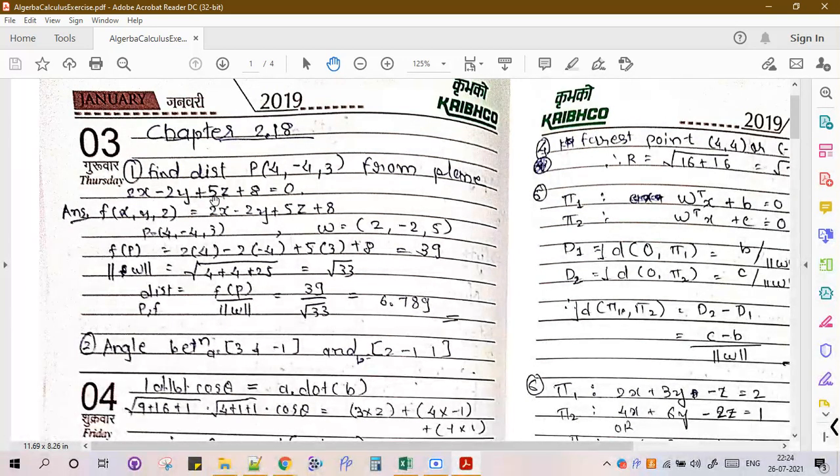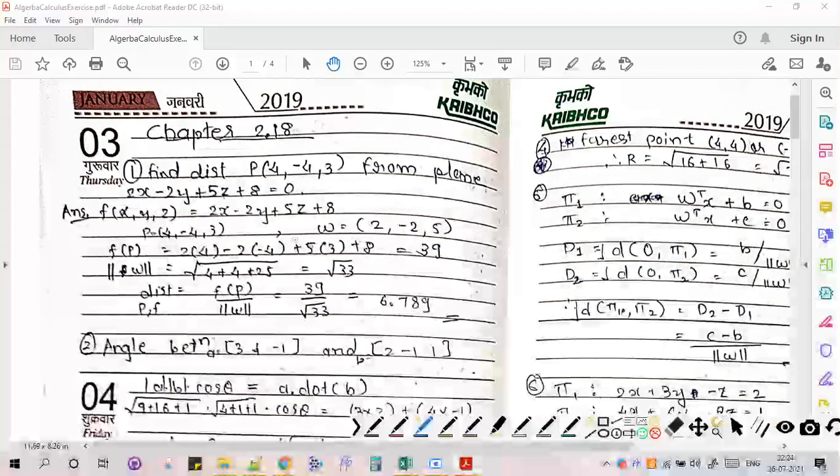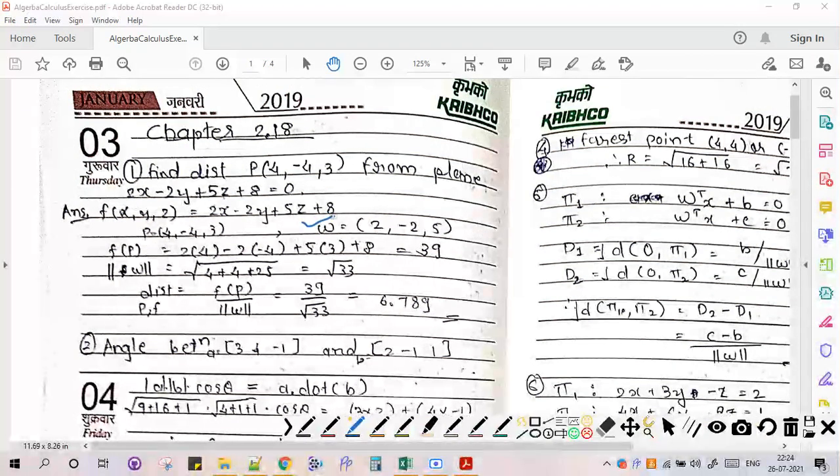So what is w here? w is nothing but w1, w2, w3. So w1 is 2, w2 is minus 2, w3 is plus 5, correct? So this is my w and this is my p. The point is given: 4, minus 4, 3.